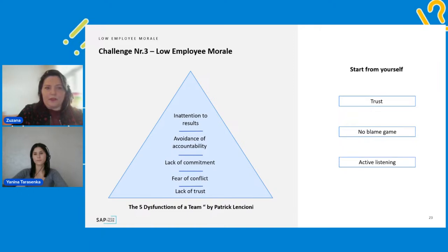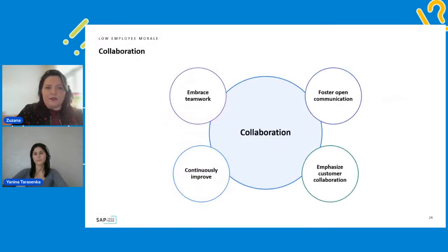So, on the next slide, we have the topic of collaboration, where I would like to highlight a remark from Henry Ford. Coming together is the beginning, staying together is progress, and working together is success. Good collaboration in a team is our success.